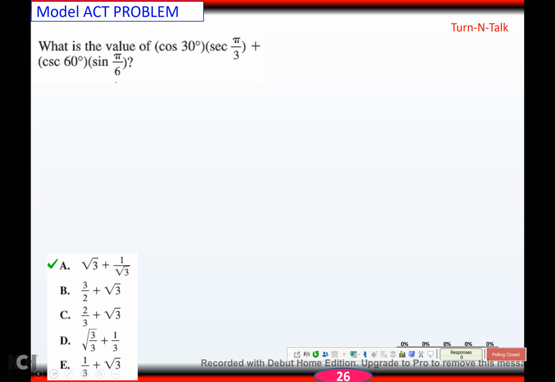Okay, what is the value of cosine 30 degrees, secant pi over 3, and cosecant 60 times sine pi over 6? Well, first of all, they've got half of the problem in degrees and the other half in radians. You guys just need to memorize that pi over 3 is 60 degrees and pi over 6 is 30 degrees. Now, you'd think it would be the opposite, but it's not. Okay, so I want cosine 30 times secant 60 plus cosecant 60 times sine of 30.